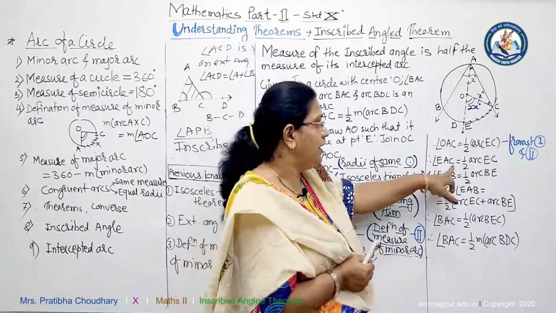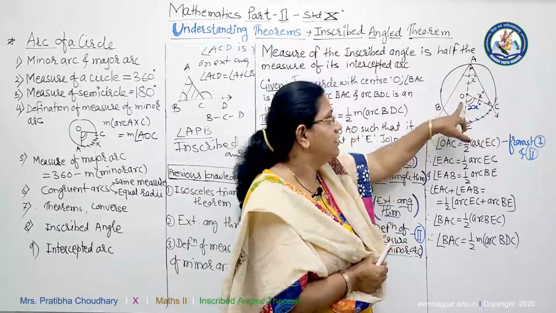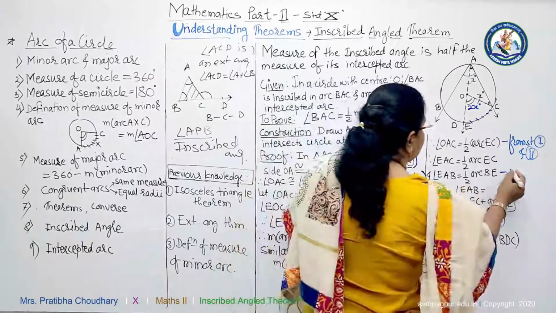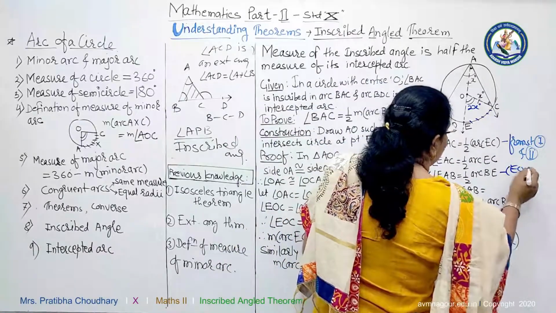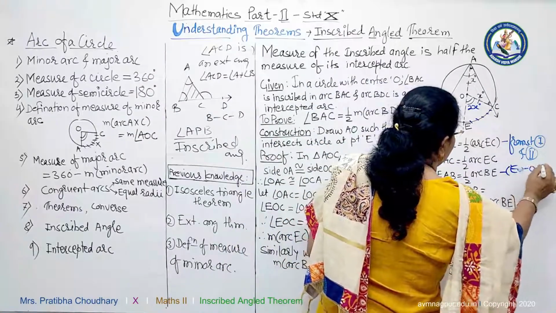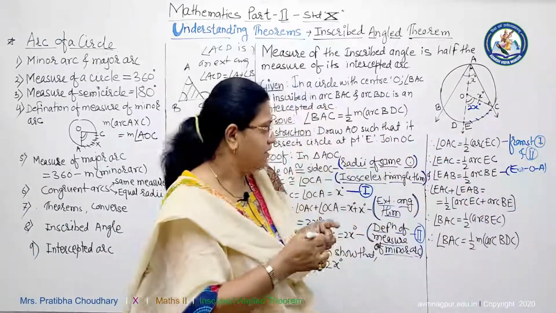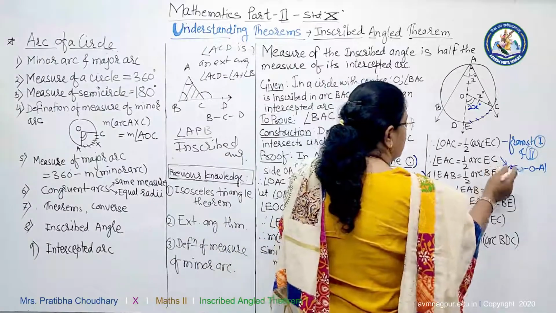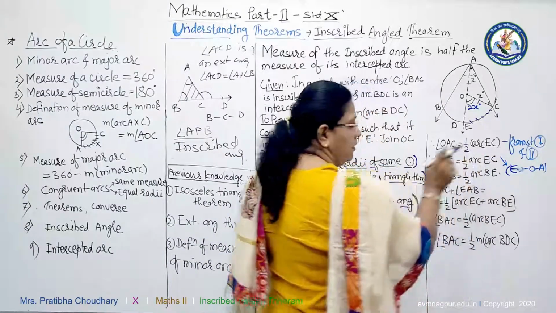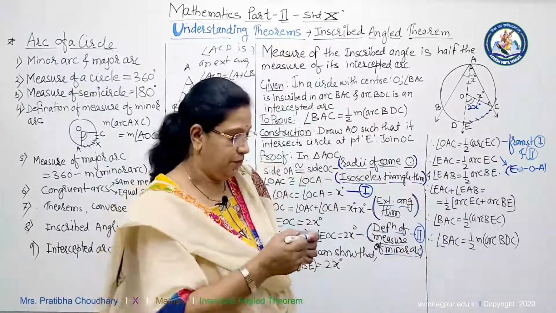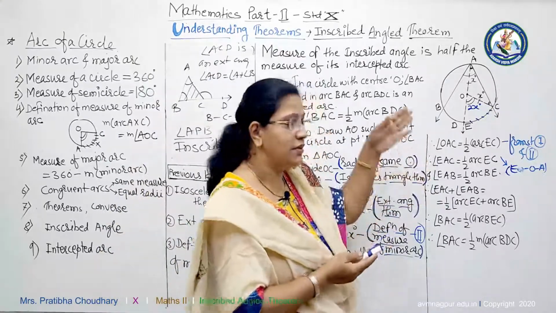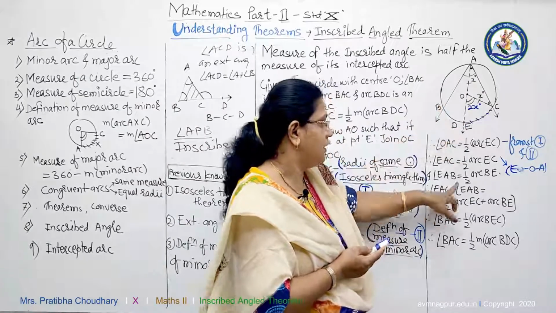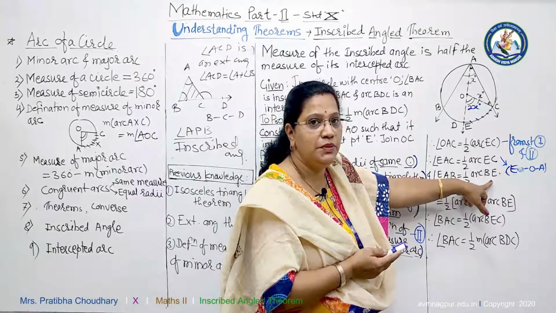Now EAC, what is this OAC? This is angle EAC. Why? Because we know that these points E, O, E dash, O dash, A are collinear. So the angles are the same, the same angle with a different name. By proceeding in the same manner, we can get EAC is equal to half of arc BE.